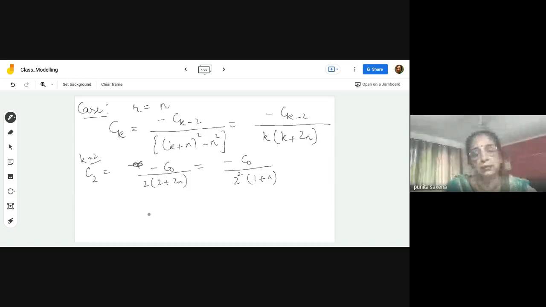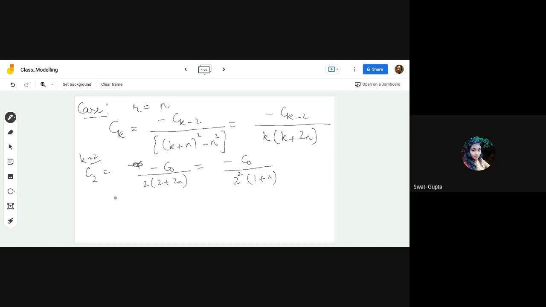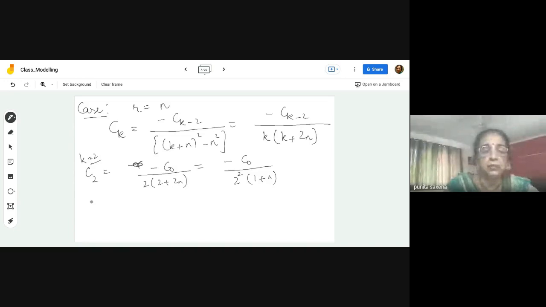लिख सकते हैं? Yes, ma'am. Right now, I'm not thinking of anything else except, till I get another terms. Okay. Now, what will be C4? C4 is going to be minus C2. Now, C4 means when K is 4, right? So it's going to be minus C2 upon 4 into 4 plus 2n, right? Which is actually nothing but plus C naught upon 2 square into 4 into 1 plus n into 4 plus 2n.